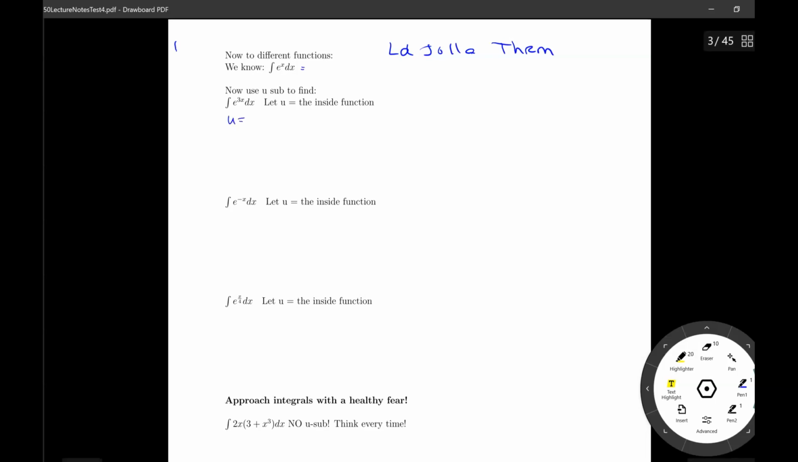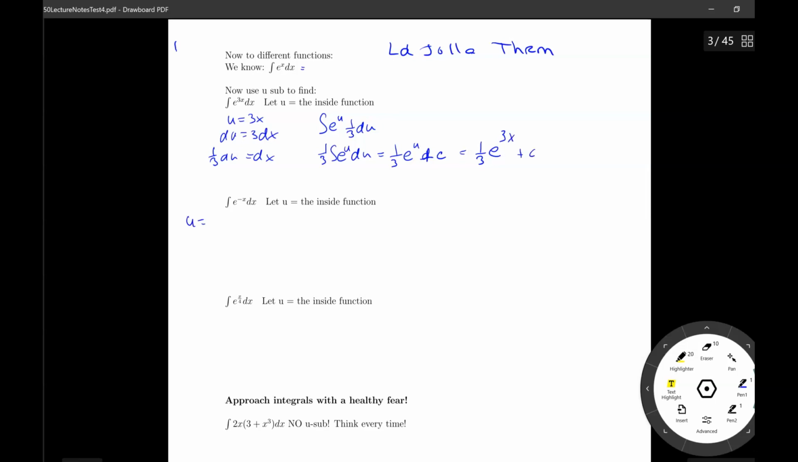So here I want to let u equal 3x. du is 3dx, so I have 1/3 du is dx. So this turns into e to the u times 1/3 du. So pull the 1/3 outside. Integral of e to the u is just e to the u plus c. So then I put the x's back in, and I have the answer.